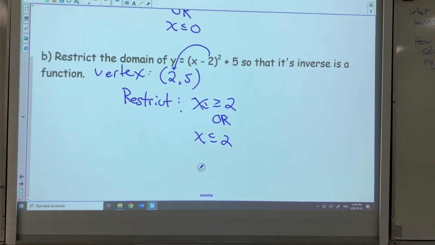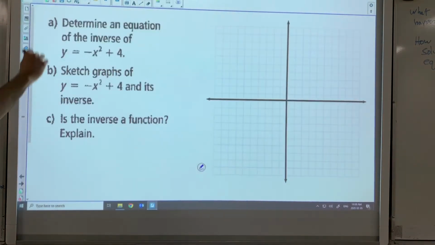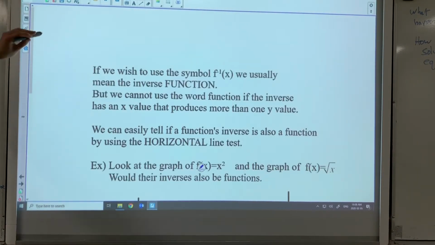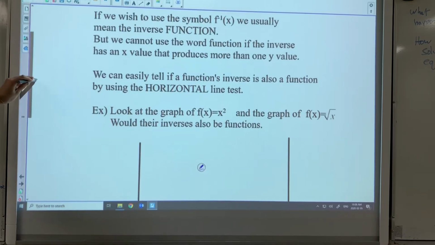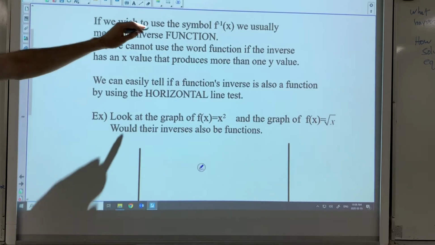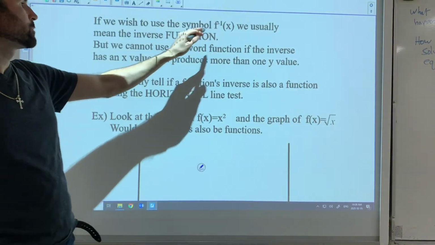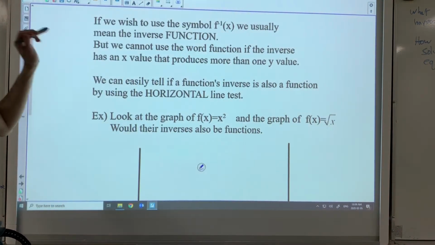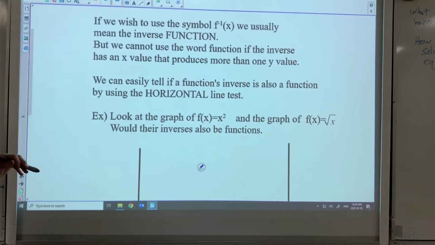Okay, so in the notes now, I basically sort of covered the rest of the notes. This is another try it yourself. It's the same exact question. Like I said before, if we use this symbol, we're saying the inverse is a function. I may have used it incorrectly before, but we cannot use the word function if the inverse has an x value that produces more than one y value.